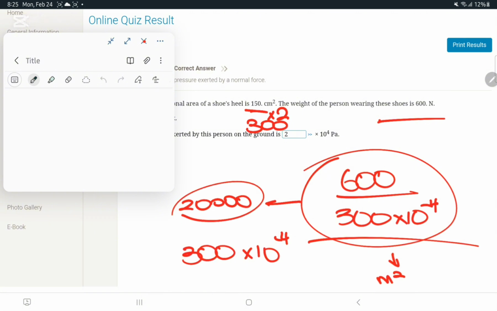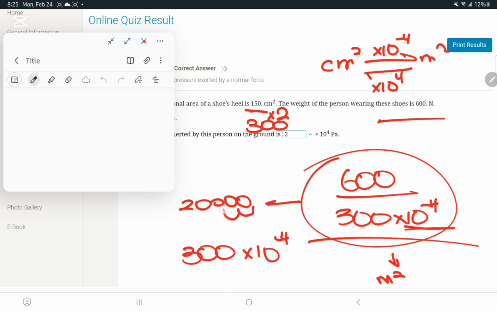Okay? Put it in the calculator, you will get 20,000. Because why do I do 10 to the negative 4? Because from centimeters squared to meters squared, you multiply by 10 to the negative 4. And from meter squared to centimeter squared, you multiply by 10 to the 4. Okay, and they want it in scientific notation, so 1, 2, 3, 4.